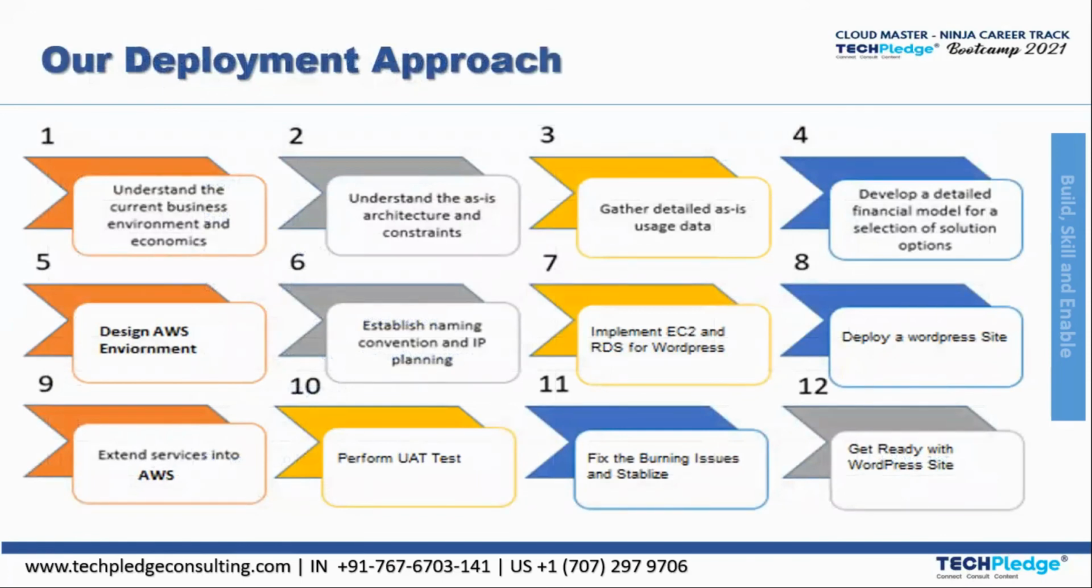The last step is getting ready with the WordPress site. So our WordPress site is ready and everything is done. The fixes have been made. It is stabilized and it is ready for use. So from understanding the current business to getting the WordPress site, this is the whole approach, and these are all 12 steps we can see. This is how the deployment approach works.